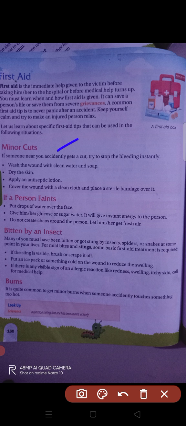If someone near you accidentally gets a cut, try to stop the bleeding instantly. Wash the wound with clean water and soap, dry the skin, apply an antiseptic lotion, cover the wound with a clean cloth and place a sterile bandage over it.